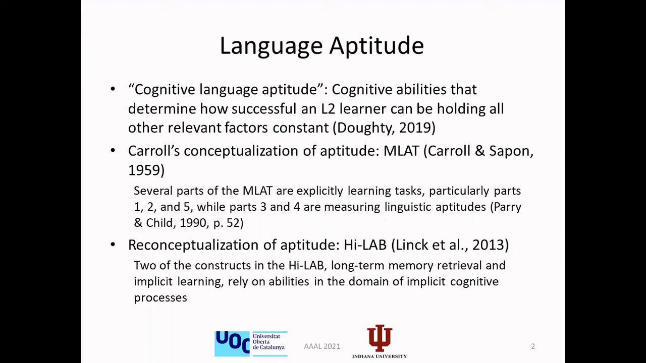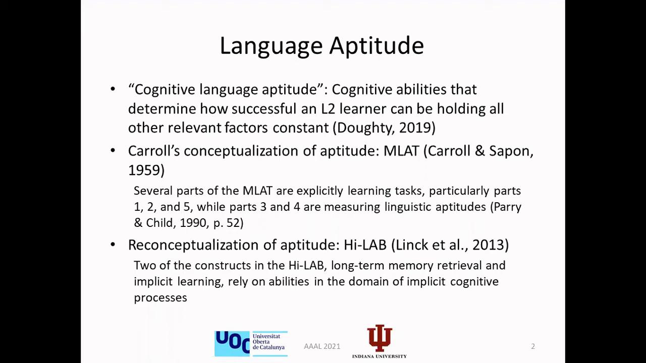The conceptualization of aptitude has changed over the years. The prevailing view in the field of SLA has been Carroll's model of aptitude, and more specifically, the abilities measured by the MLAT test battery. This view of aptitude that has influenced the field of SLA for decades sees aptitude as a combination of domain-specific abilities that rely on explicit cognitive processes.